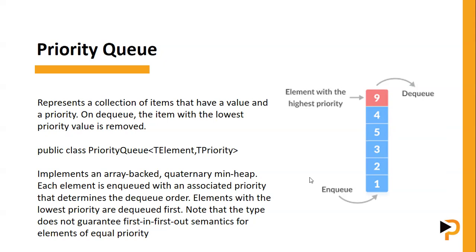It's implemented in the form of an array-backed, basically a minimum heap. Whenever you create a priority queue, it follows the min heap. Each element is enqueued with an associated priority, and that determines the dequeue order. Elements with the lowest priority are dequeued first, and note that the type does not guarantee first in, first out semantics for elements of equal priority.